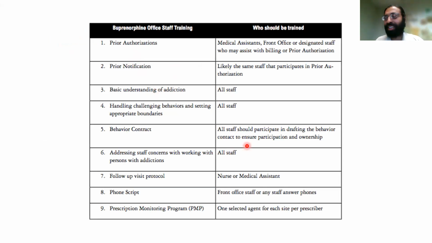And this is a reference slide. I won't go into it in the interest of time. That looks at all the different things. I mean, it's a lot of things that we talk about in this ECHO, right? All the different training aspects and who should be trained.